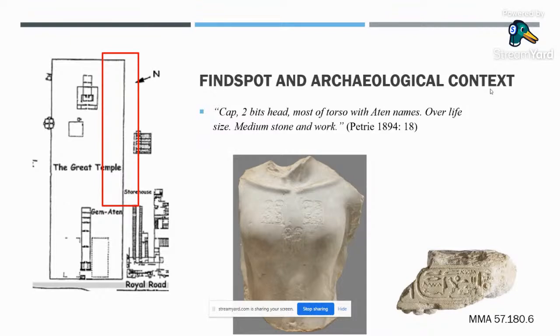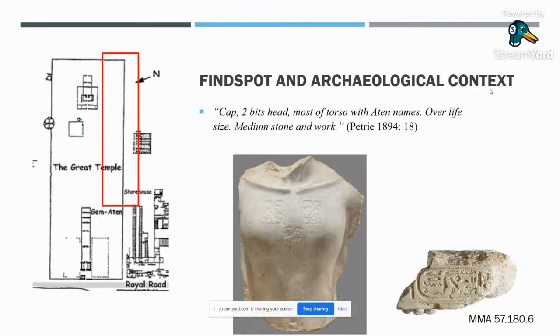The exact description reads: cap, 2 bits head, most of torso with odd names, over life size, medium stone, and work. It's hard to say with 100% certainty that the description refers to the Brooklyn torso, but I haven't come across any other examples in public collections that matches this description more than the Brooklyn torso.